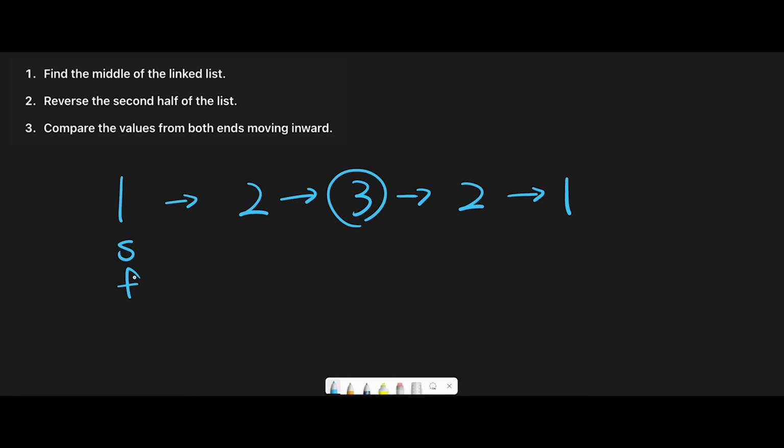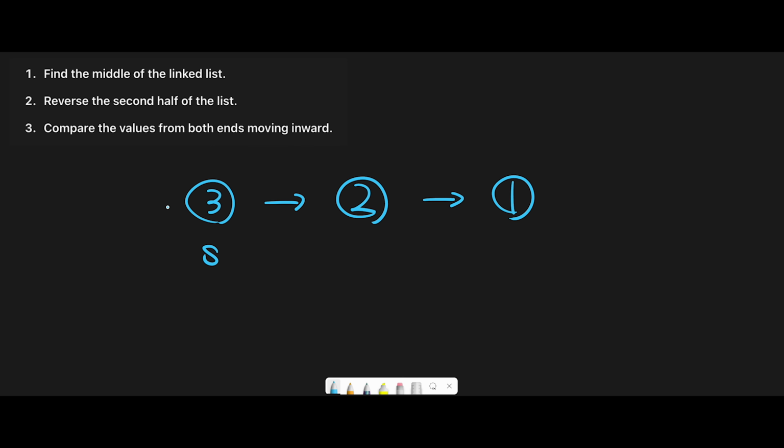So let's see how it works. First of all, the slow pointer moves once and the fast pointer moves twice. And now the fast pointer is not at the last node, right? So let's continue. The slow pointer moves once and the fast pointer moves twice, 1, 2. So now the fast pointer has reached the end of the linked list. Look at the slow pointer. The slow pointer is pointing at 3. So that is the middle of the linked list, right?